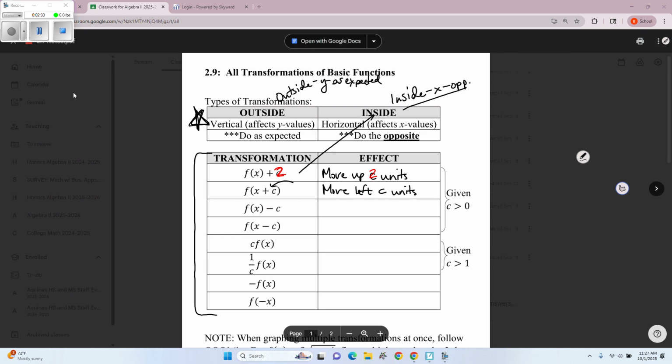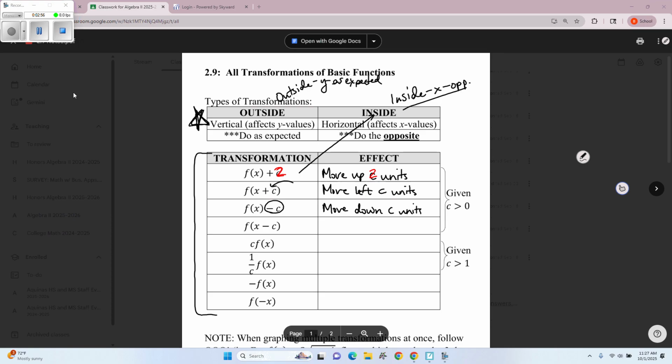In the next one down, we're back to an outside transformation here. This minus c is on the outside of the function because it's out of the parentheses. So outside affects our y values as expected. Up and down, it looks like a minus c, so I'm going to move down c units.